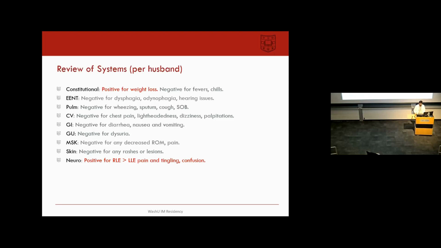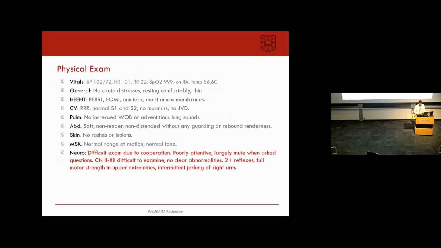Okay, yeah, perfect. So unfortunately, a lot of that information was not able to be obtained because of a difficult exam. But this is what the initial H&P had. So she was normotensive, a little bit tachycardic, a little bit tachypneic, but she was satting fine on room air. She was afebrile. She was thin, but not really in acute distress. The majority of her exam was negative, besides the neuro exam, which was listed as difficult because of her cooperation.